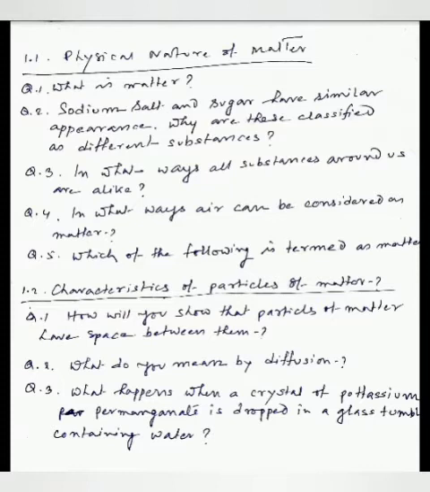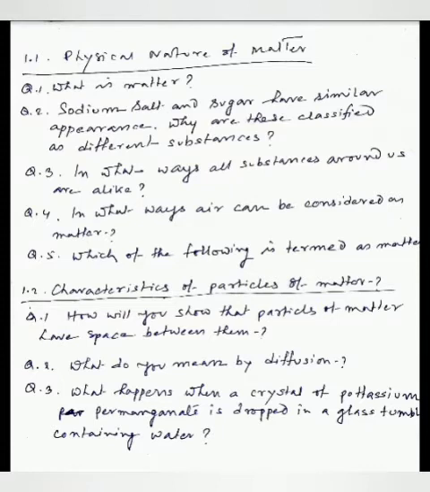Now, third question may be, in what ways all substances around us are alike? The answer, all substances have mass and occupy space and are called matter. Fine. Fourth question, in what ways air can be considered as matter? Air is a matter because it has mass and air occupies space also. Fine. So that's why we define air as a matter.